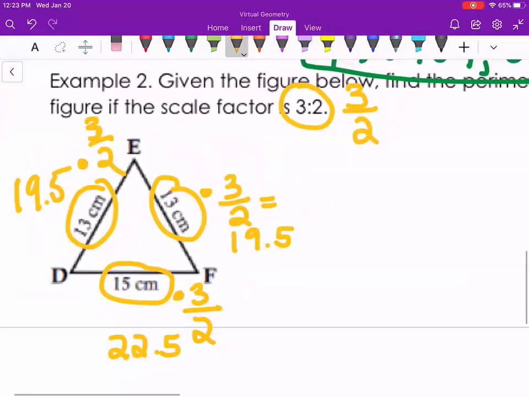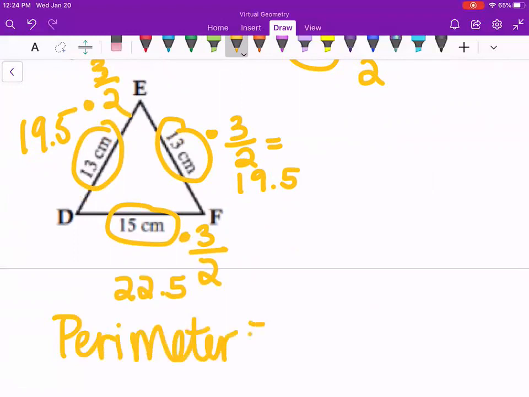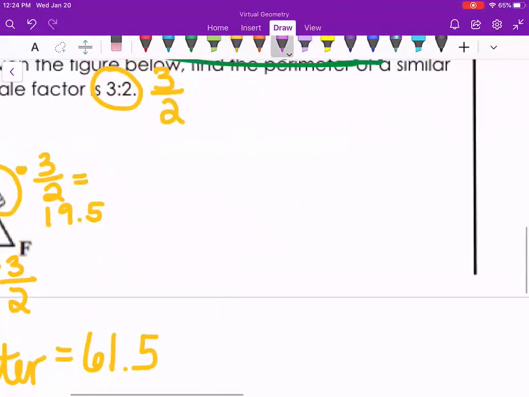I can add those 3 up because again, we need perimeter. So my perimeter for this shape, once we apply the scale factor, 61.5. The other option you have, find the scale factor, find the perimeter of the original.